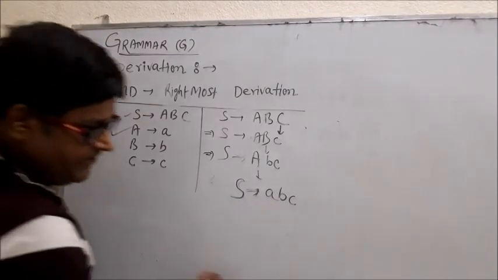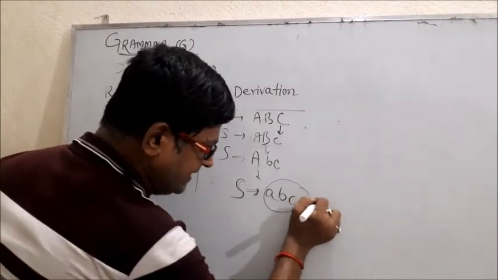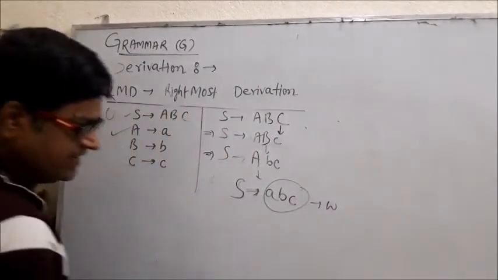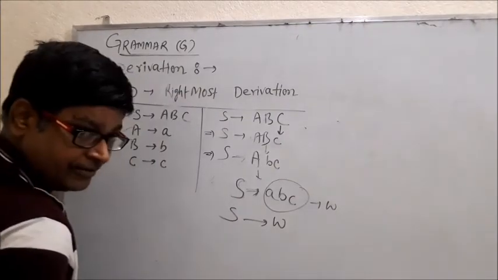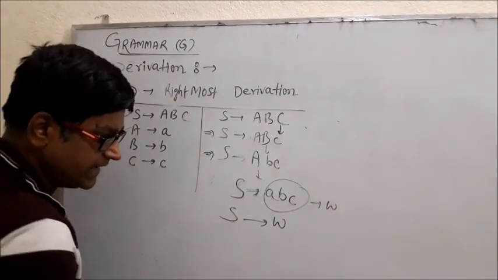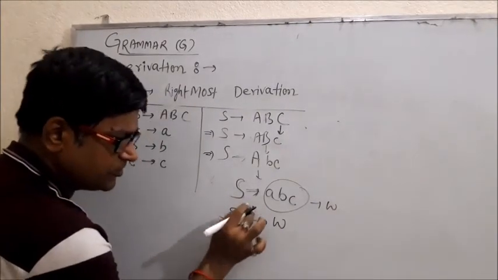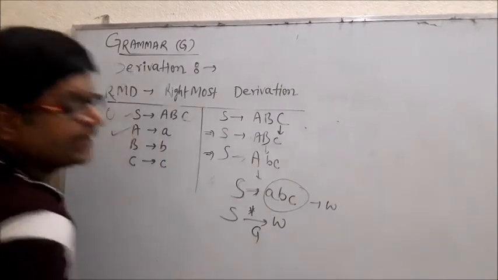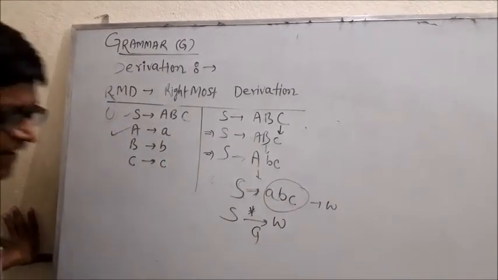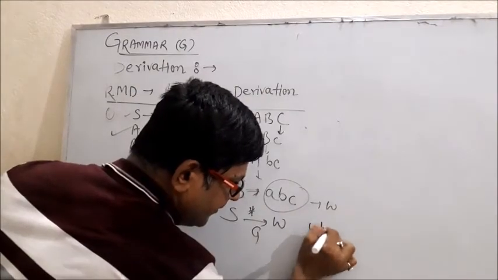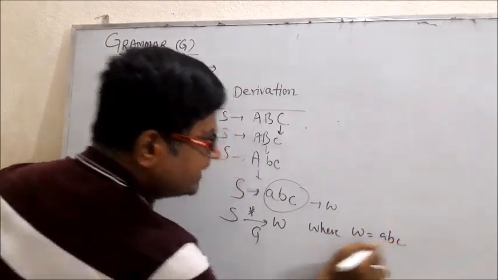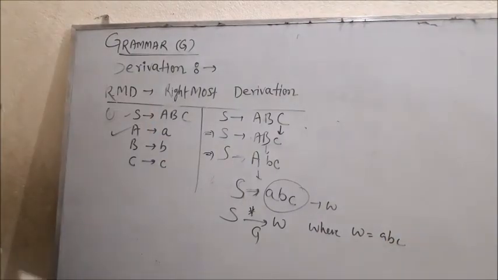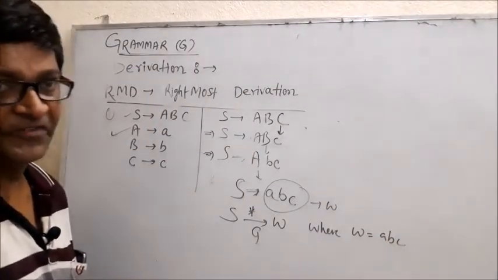So if I assume it as W, what can I say? W has been derived with multiple steps. This is known as multiple steps by applying G, where W is equal to abc. Correct? So these are a few examples of derivation.